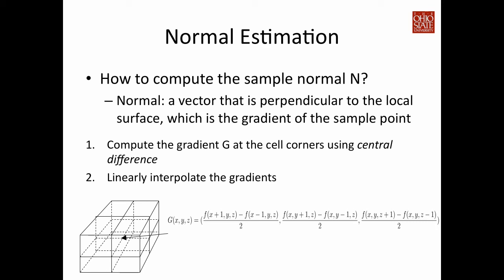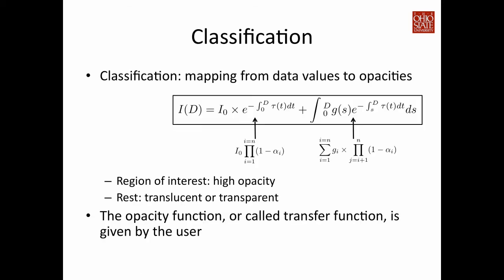Remember, gradient is a vector that has 3 components for our 3D data. So as you're interpolating the gradient from your 8 corners of a cell, you need to interpolate each of the 3 components separately. Okay, so the shading is to evaluate the color. So you can imagine this is the G function here.